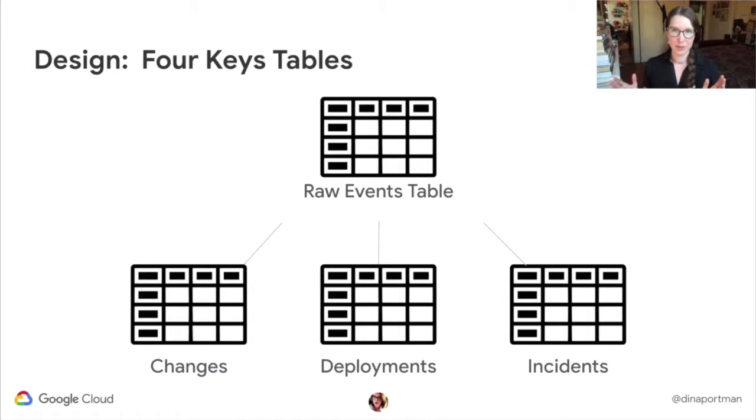So these are the tables of the 4Keys project. We have the raw events table. This is, in essence, a DevOps log. It should contain every event related to development, deployment, and incident management. When in doubt, stream it into this table. Even if you don't necessarily think that you're going to need it, it's better to have the data because things change and then you might need that data. So from the raw events table, we create these 3 derived dimensional tables: changes, deployments, and incidents.